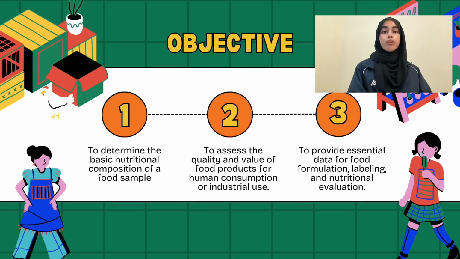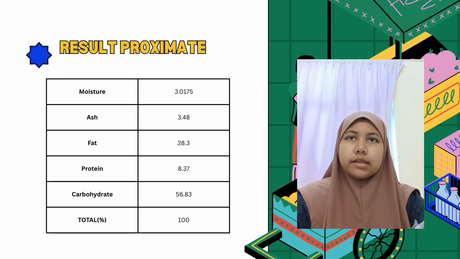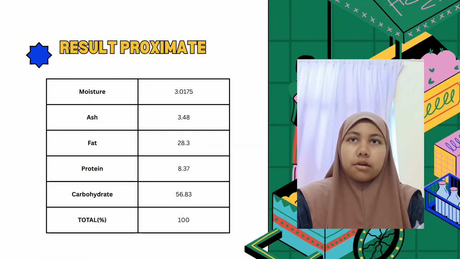Okay, now let's move on to the objective. First, the objective of proximate analysis is to determine the basic nutritional composition of a food sample. Second, to assess the quality and value of food products for human consumption or industrial use. Lastly, to provide essential data for food formulation, labeling, and nutritional evaluation. The proximate composition provides an overview of the basic nutritional content of the sample analyzed.